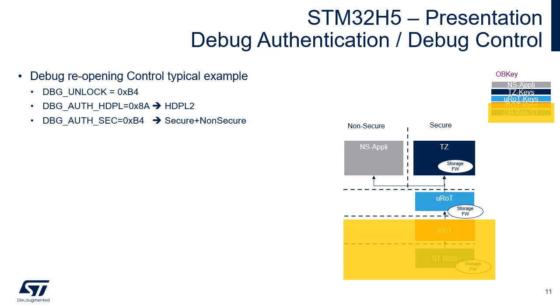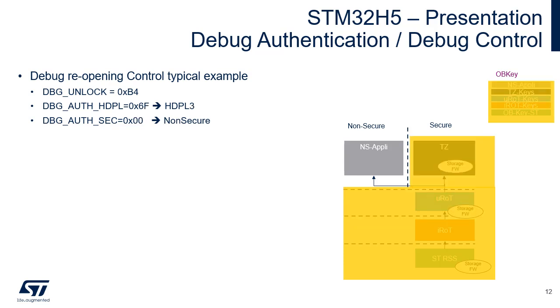This slide and the following one describe debug reopening typical examples. In this one, assumptions are DBG unlock equals 0xb4, enabling debug unlock when HDPL in SBS HDPL SR equals DBG auth HDPL. DBG auth HDPL equals 0x8a, defining HDPL2 as the hide protect level at which debug reopens. And DBG auth sec equals 0xb4, enabling debug unlock for secure and non-secure states. Thus, debug for updatable root of trust UROT, non-secure and secure images are reopened.